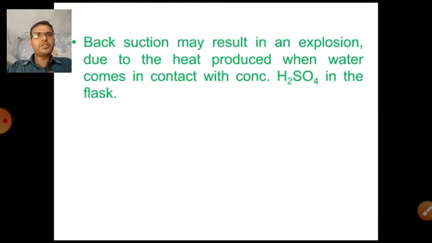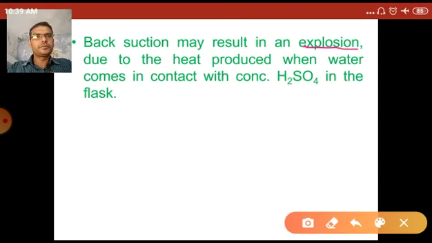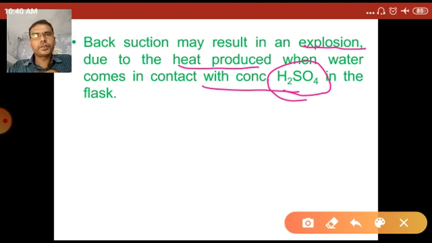Now back suction may result in an explosion due to the heat produced when water comes in contact with sulfuric acid in the flask. In the flask, sulfuric acid is used for drying the hydrogen chloride gas. So when, due to back suction, the water enters the flask containing the sulfuric acid, it produces a lot of heat, and the production of the heat may result in an explosion.